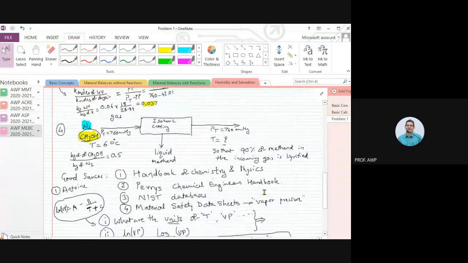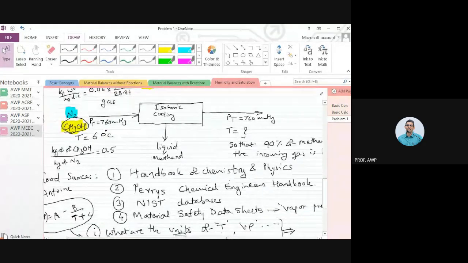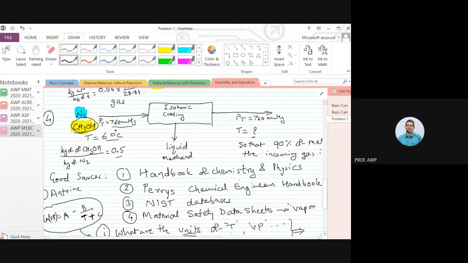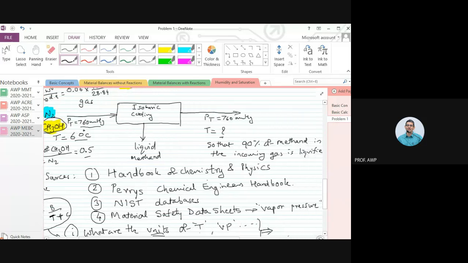What was the problem? The problem was we have nitrogen and methanol coming in. Pressure was 760 mm Hg. Temperature was 60 degrees centigrade. Kgs of methanol per kg of nitrogen was 0.5. We wanted to condense out liquid methanol, and we wanted to condense out 90% of methanol.